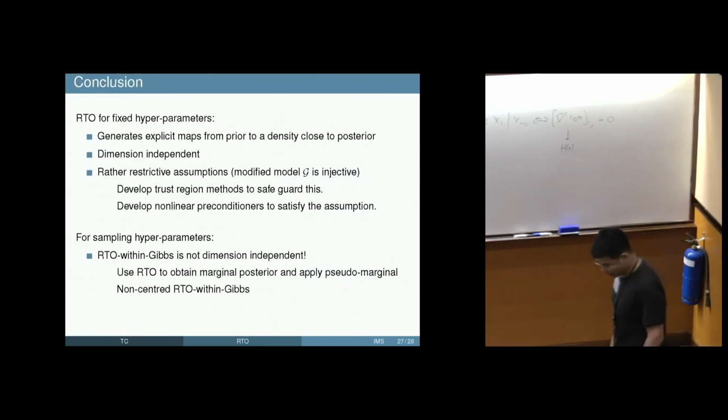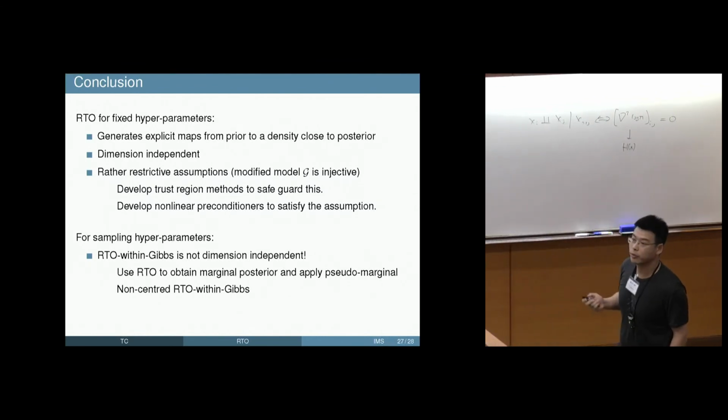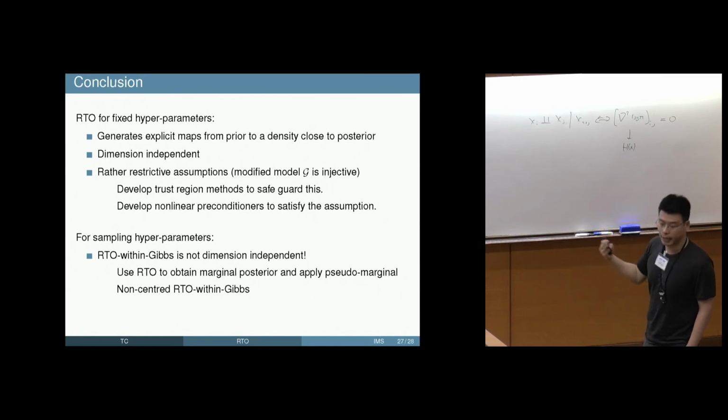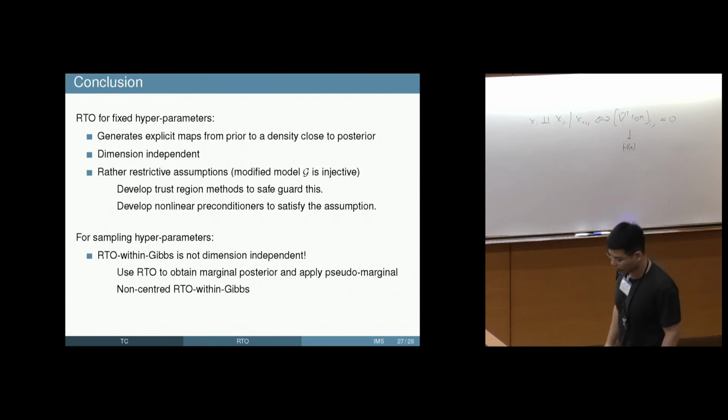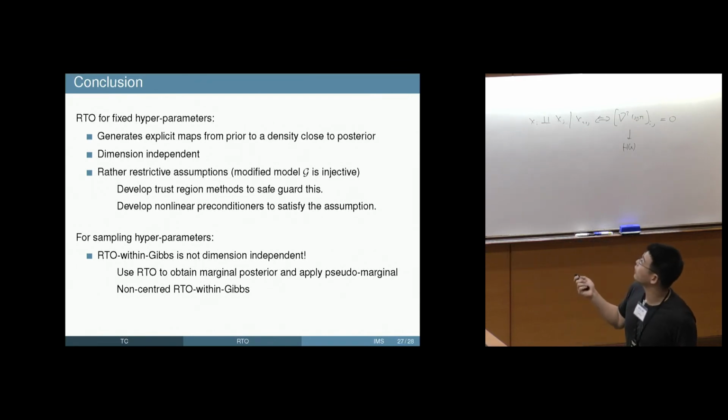In general, if we apply RTO, we can generate explicit transport maps from some reference distribution to a target distribution. Here the target distribution is just an approximation to the posterior. The good thing about this RTO density is that we know its normalized form. Then for fixed hyperparameters, we can show numerically, and we can also prove, that this has dimension-independent behavior.